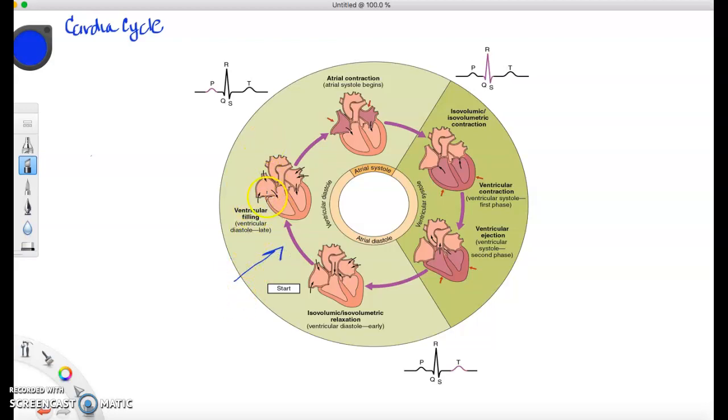So if we start here, we see that in this picture we have ventricular filling. And if you can see these little arrows too, we also have atrial filling going on as well. But of course, we know that once blood goes into the atria, it will open the AV valve and start passively filling the ventricles. And this is on both sides.